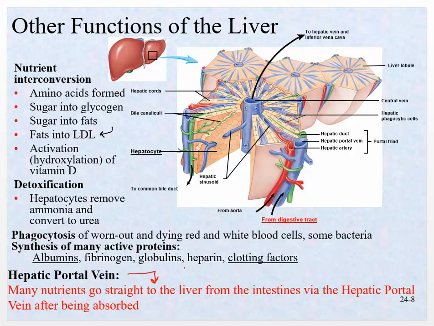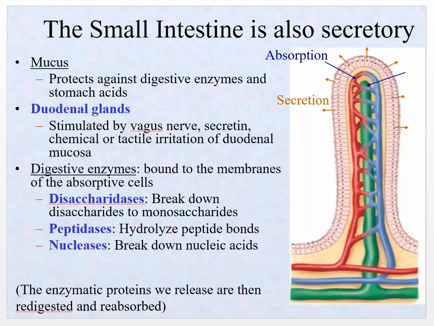Okay, and that's kind of a safety feature. Get it to the liver where the liver can detoxify it as quickly as possible. Okay, so the small intestine is also secretory. And when we say secretory, we mean that it is secreting things that are going to aid in digestion, or protection in the case of mucus.